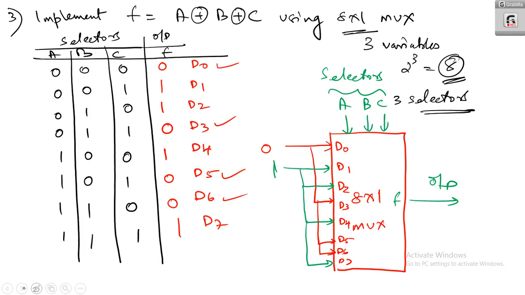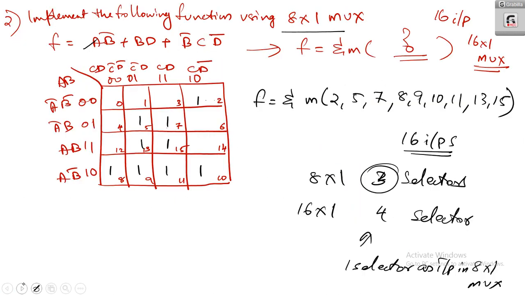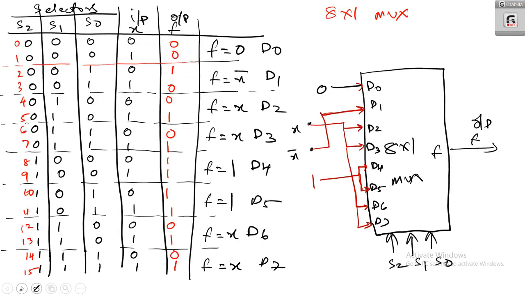And the next question also is a very direct question. F is equal to A or B, H or C, and here nothing is asked. If the question is to realize the same thing using 4 by 1 mux, again you have to go for the divided by 2 concept. Okay, so with that, I am ending the lectures on multiplexers.